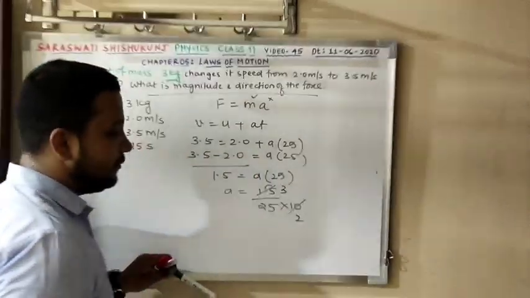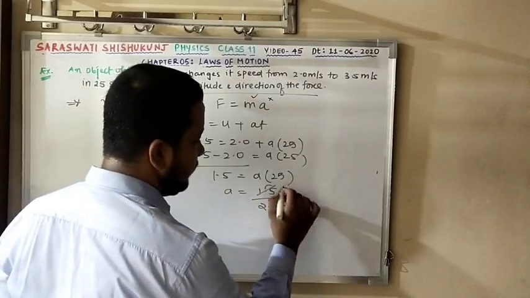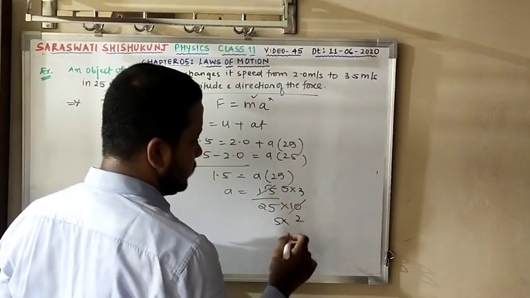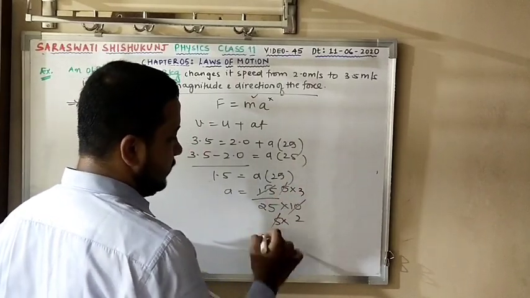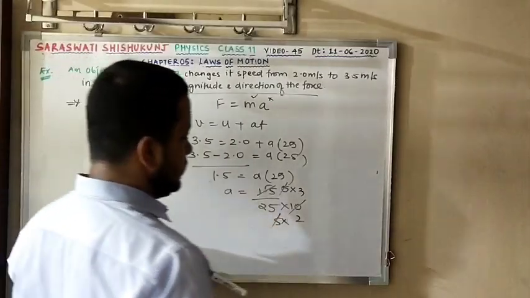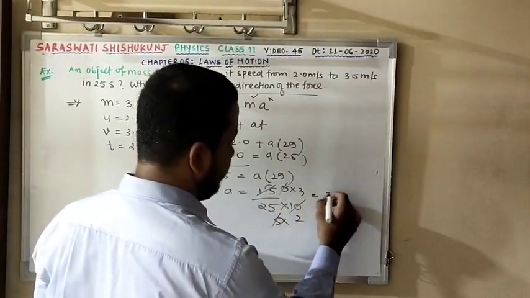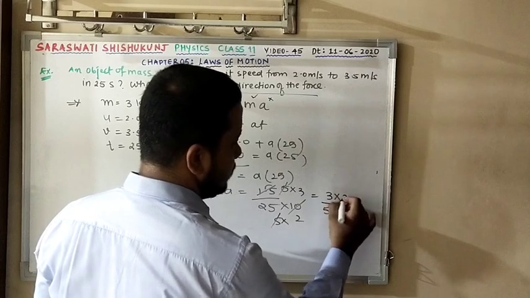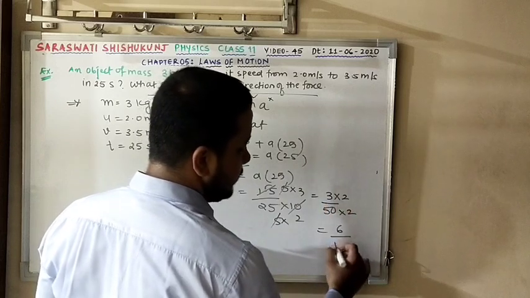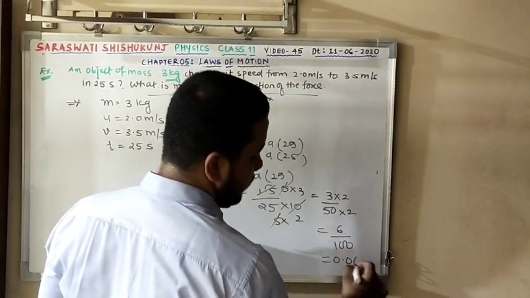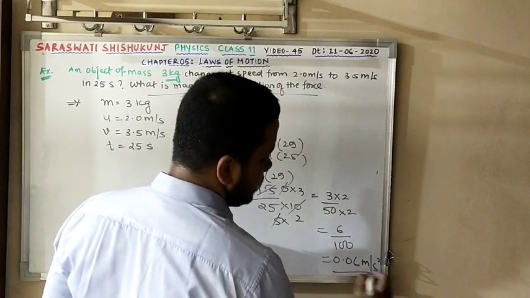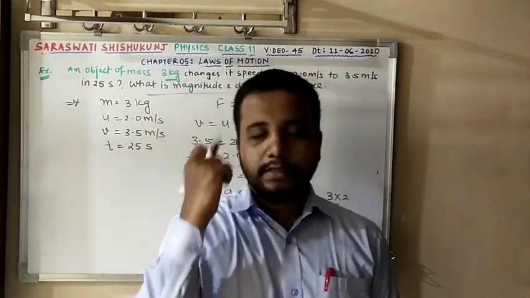3 divided by 5, 3s are... You can write over here that 5 3s are and this is 5 2s are. So 5 is going to be cancelled. Yes. So your answer is 3 divided by 50. So this is 2 and this is 2. So I am going to get 6 by 100. My answer is 0.06 meter per second square. This is my acceleration. Simply clear.